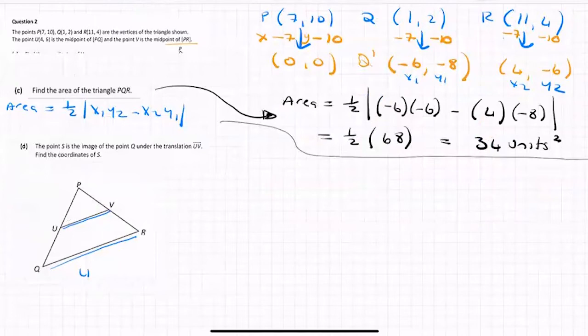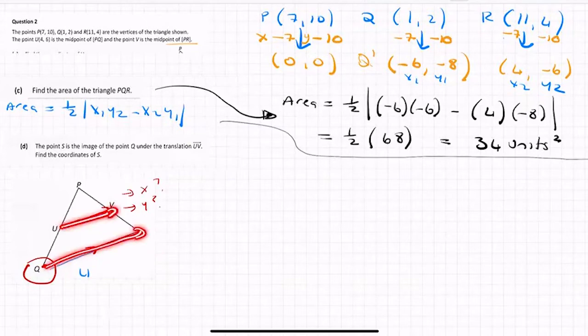Okay, so whatever that translation is, so how much did I move in the X direction? How much did I move in the Y direction? That's what a translation is. And it says the point S is the image of the point Q. So in other words, start at Q then, move that same distance, so do that same translation. So move the same amount in the X direction, move the same amount in the Y direction, and tell me where you end up. Now, what I'm expecting is not as far as R because that's a much longer line. QR is a much longer line than UV.